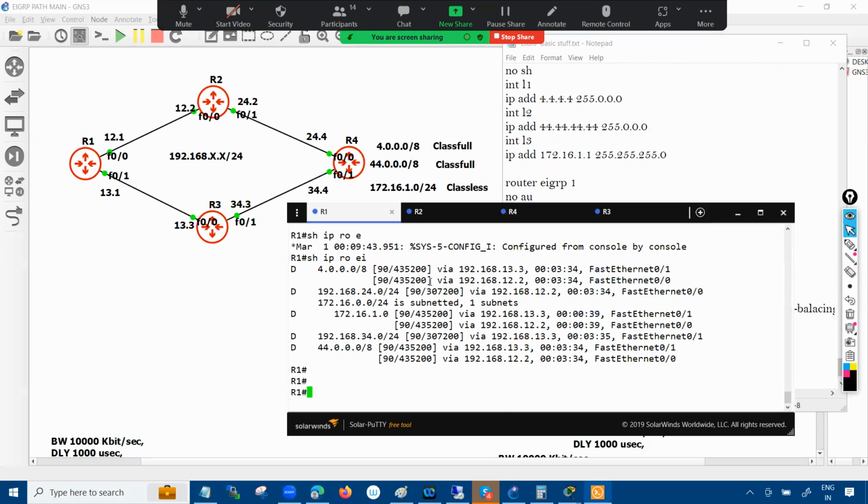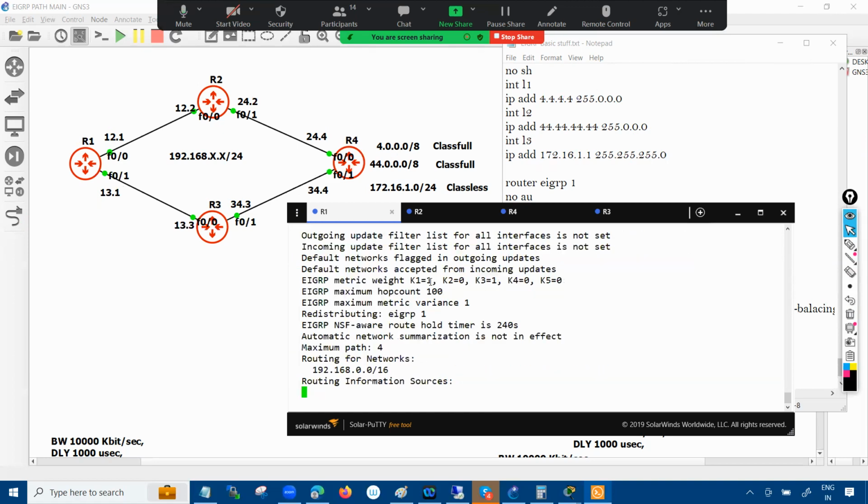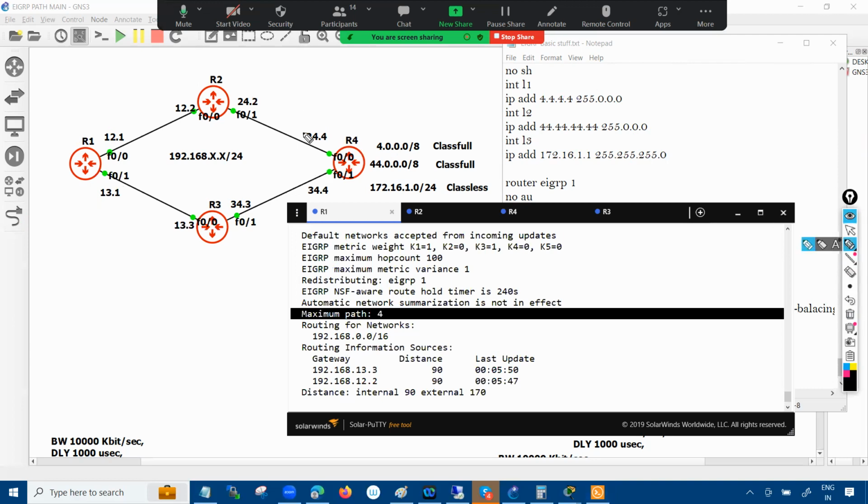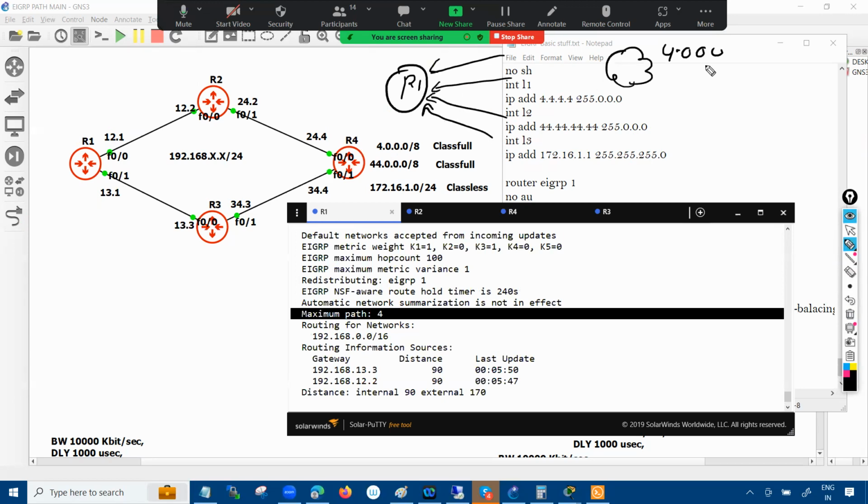If you look at the show IP protocol output, you can see that maximum path is 4. Maximum path 4 represents that a router can receive the path from different ways. For example, there's a 4.0.0 network behind the ISP. So the router can receive the path in 4 different ways. If they have 4 links, they can receive the path from the 4 ways.